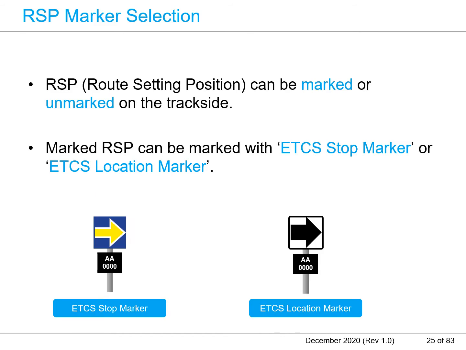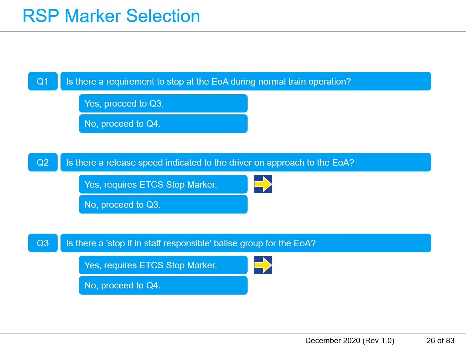Next section will walk through the RSP marker selection process. The route setting position, RSP, can be marked or unmarked on the trackside. When the RSP is required to be marked, the RSP can be marked with the ETCS stop marker or the ETCS location marker. There are 10 questions in this section to provide guidance on the structured decision-making process for a marked or unmarked RSP. These questions are based on various requirements in the UK ETCS requirements specification.